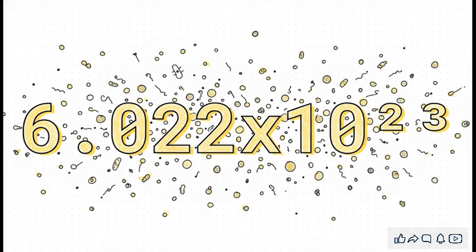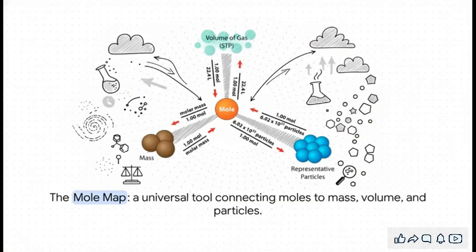So just how many things are in one mole? Okay, brace yourself. It's 6.022 times 10 to the 23rd. That is a 6 with 23 zeros after it. It's a ridiculously huge number, which, when you think about it, just shows you how incredibly tiny atoms and molecules really are. And this beautiful thing is the mole map.